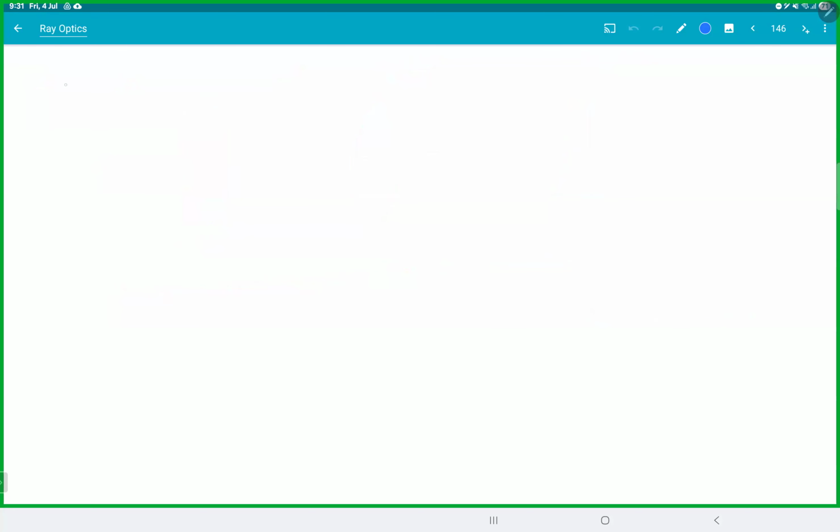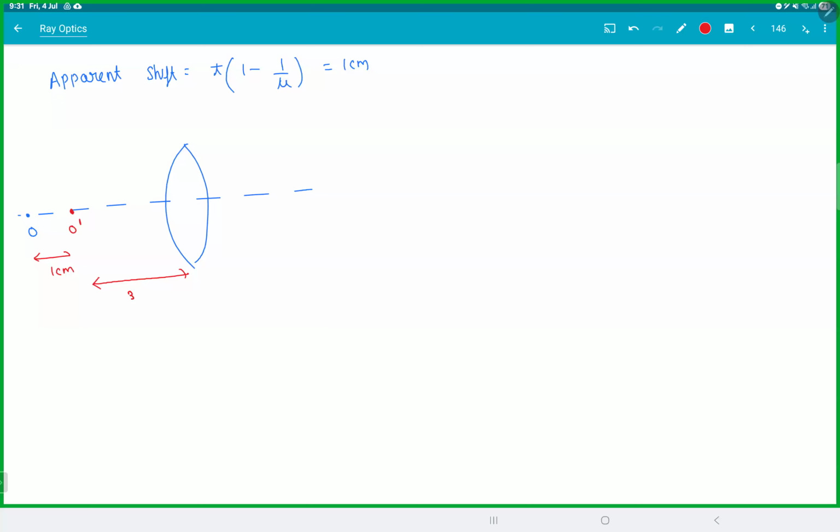So what is the shift here? The apparent shift is t into 1 minus 1 by mu. This comes out to be 1 centimeter. So if you ask the lens boss, where is the object? It will say 30 centimeters, not 31. So if this was the object, the image gets shifted here, O dash. This is 1 centimeter. This is 30 centimeters. This focal length is 20 centimeters.